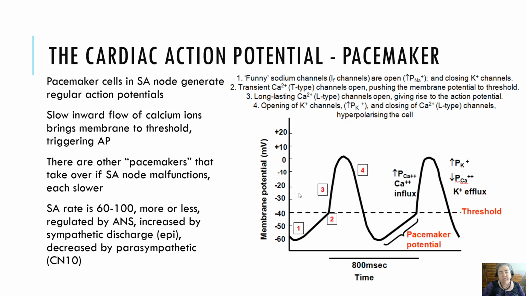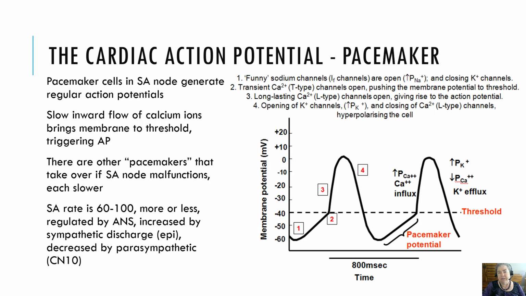I'm not going to make you learn all the details, but basically there are different channels in cardiac pacemaker cells. There's something called funny sodium channels. There are a couple kinds of calcium channels, transient and long acting. And then we have potassium channels. So you have some of the same channels and some channels that are different than the ones that we've talked about, for instance, in the nervous system.